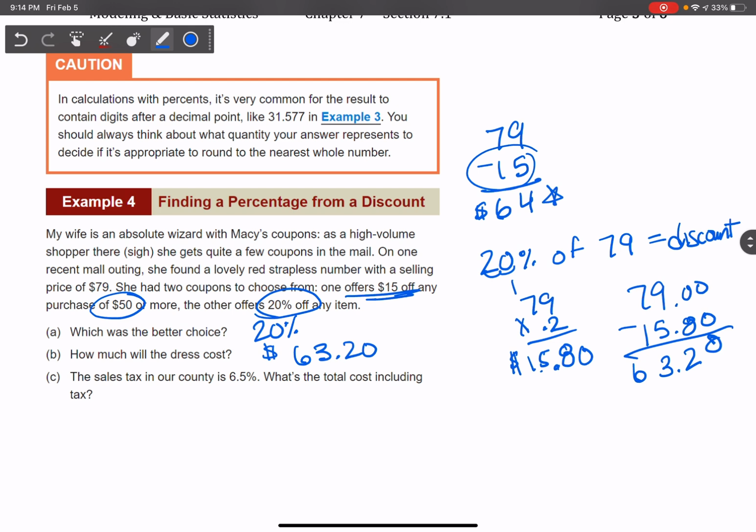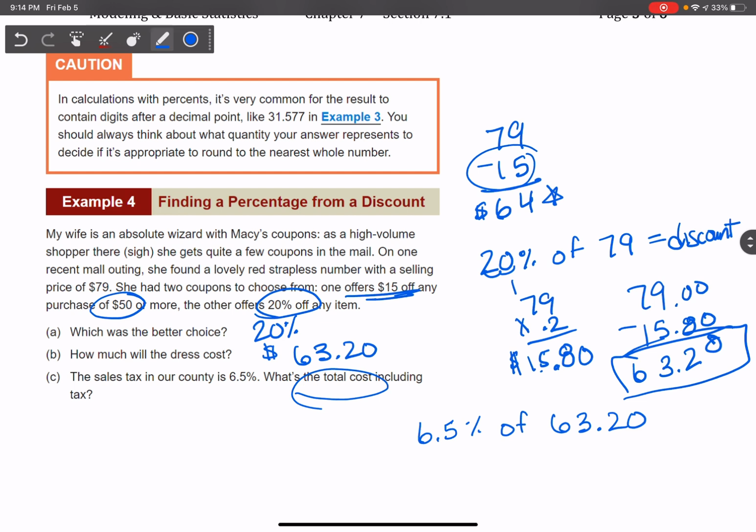The sales tax in our county is 6.5%. What is the total cost including tax? Well, now you have to figure out what 6.5% of the new cost of the dress, $63.20, would be. Okay. All right, so you should get a sales tax of $4.11 as the tax. Total cost would be plus the $63.20, which should give you $67.31.